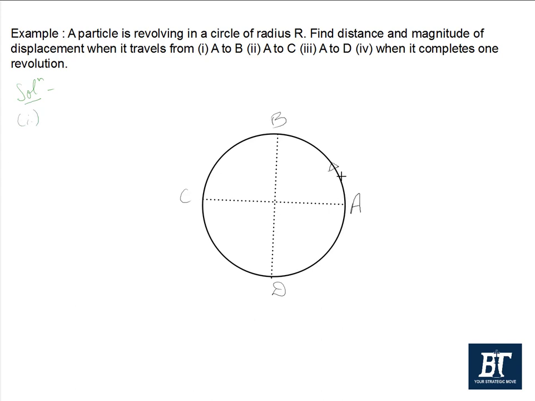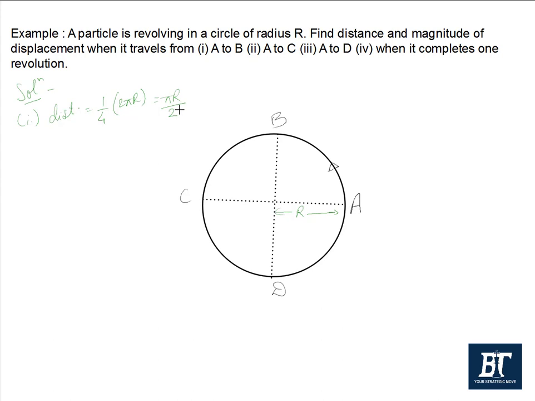So when the particle is moving from A to B, we know that the radius of this circle is r, and the total length of the circumference is 2 pi r, and this distance is 1/4 of the total circumference. So distance will be 1/4 of the total length of circumference, and it will be pi r by 2.